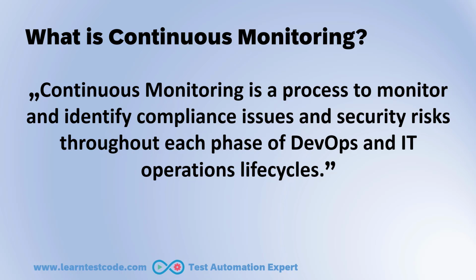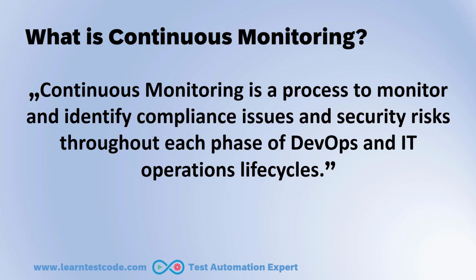Continuous monitoring is a process to monitor and identify compliance issue and security risk throughout each phase of DevOps and IT operation lifecycle. So this is the official definition of continuous monitoring. Generally, it helps teams or organizations to monitor, detect, study some key relevant metrics and find the way to resolve issues in real time. This is one of the most crucial steps in a DevOps lifecycle and will help to achieve true efficiency and scalability.